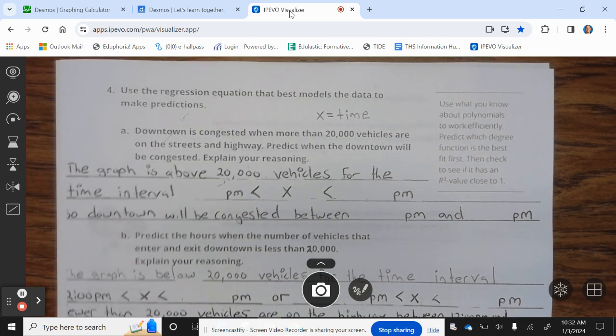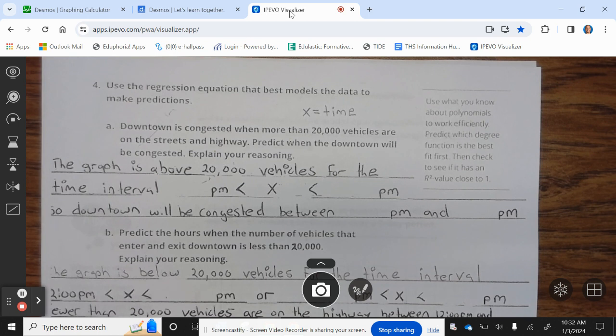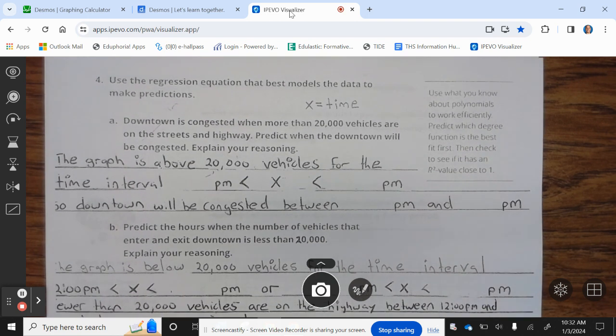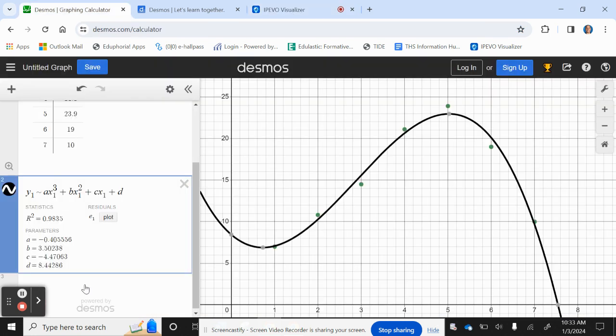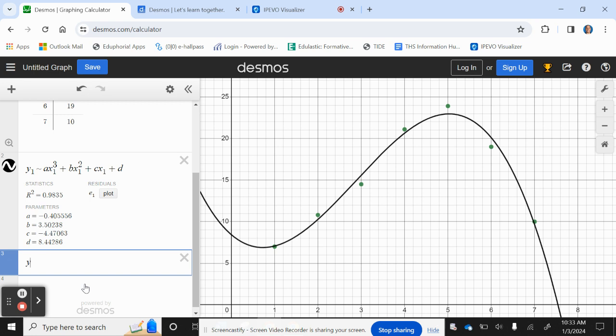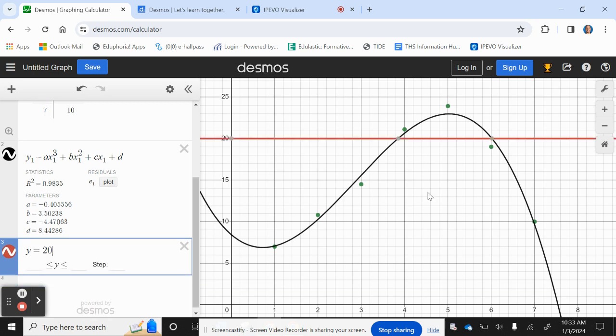All right, 4. Use a regression equation that best models the data to make predictions. Let's let x equals time. 4A, downtown is congested when there's more than 20,000 vehicles on the street and on the highway. Predict when the downtown will be congested. Explain your reasoning. So we're going to go back to our equation, and we're going to graph y equals 20. That represents 20,000. And we can see that it's above 20,000 between here and here.